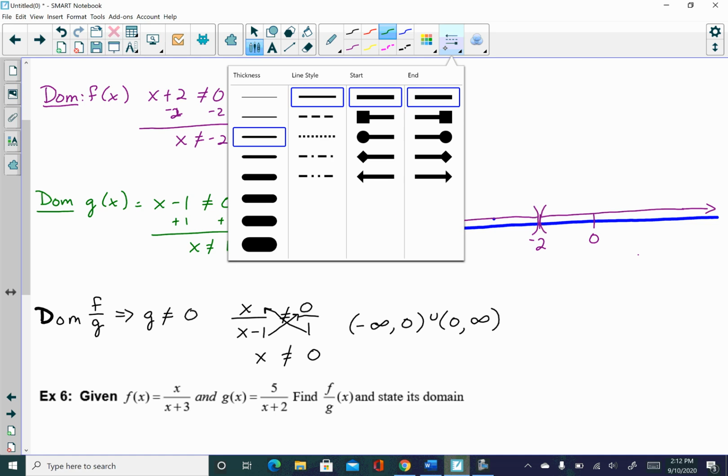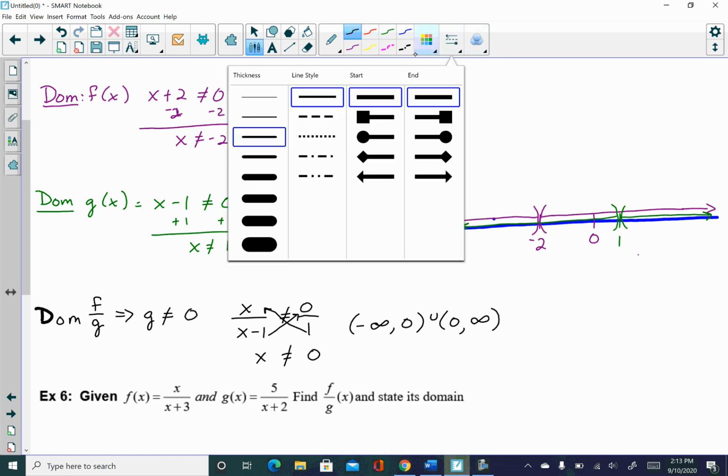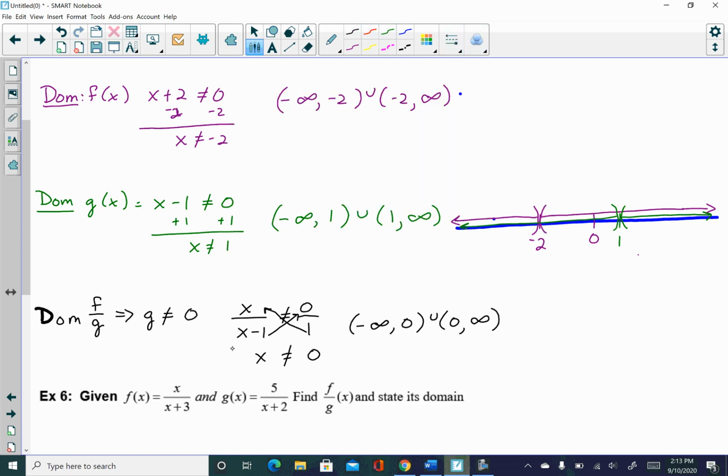My g of x function says it's restricted from negative infinity to 1 and 1 to infinity. So we'll come over here, we'll put a positive 1, also parentheses on everything, and we are shading to the left forever and to the right forever. And then let's look at our f over g. We picked up this new restriction at 0, that we were now going to the left and to the right.